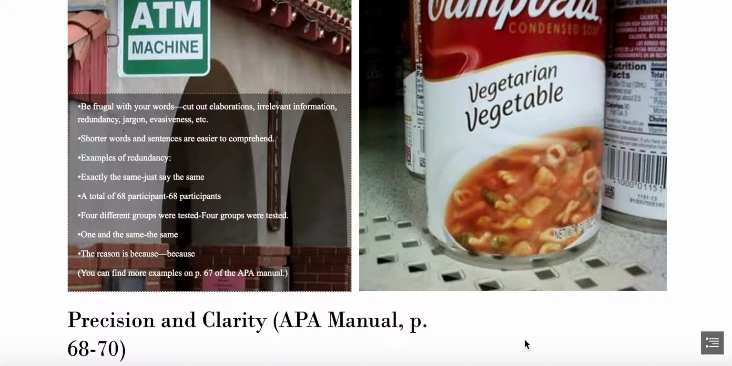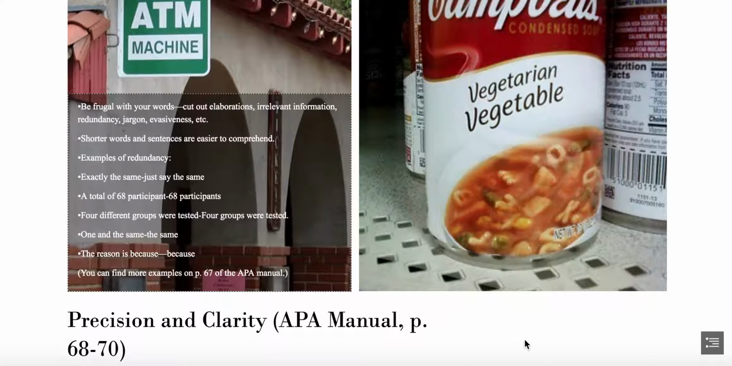Here are just a few examples of redundancy. These are just common examples. Exactly the same. You could just write the same. If you say, the two children were exactly the same, you could just write the children were the same. Okay, because that's what same means. A total of 68 participants. You could just write 68 participants. Four different groups were tested. You could just say four groups were tested. Do you kind of see the redundancy in these?